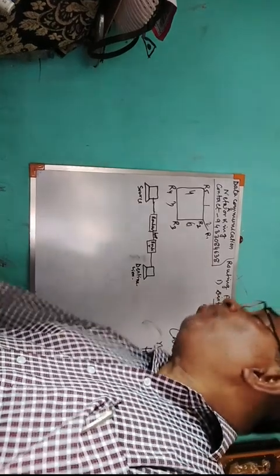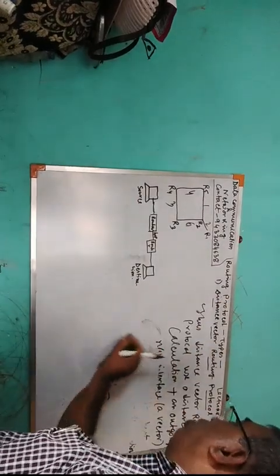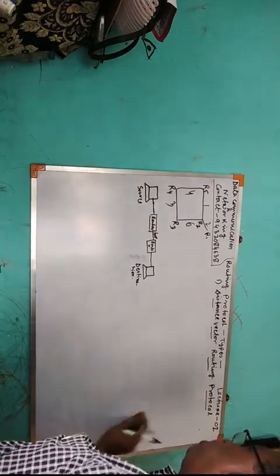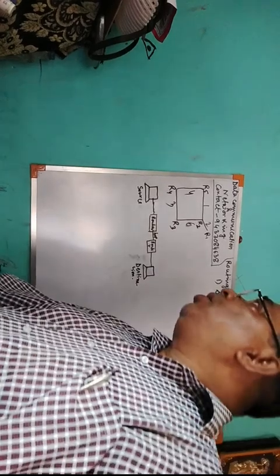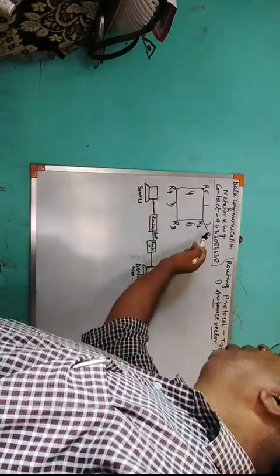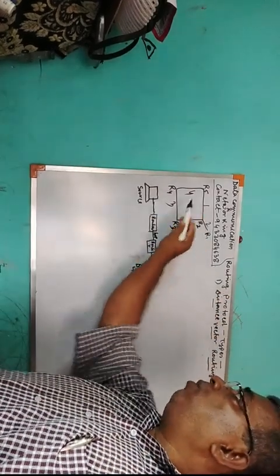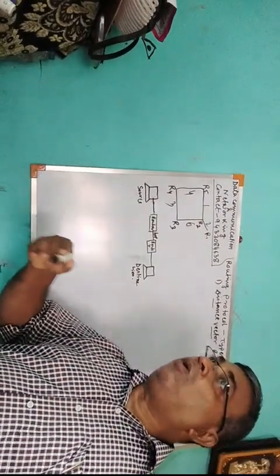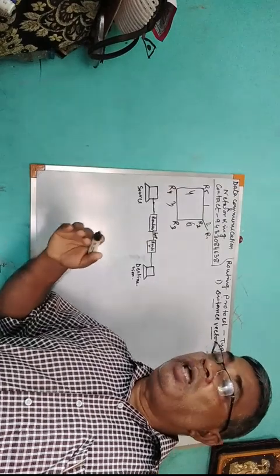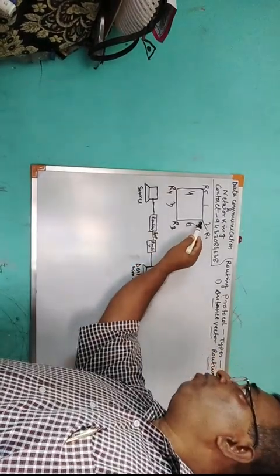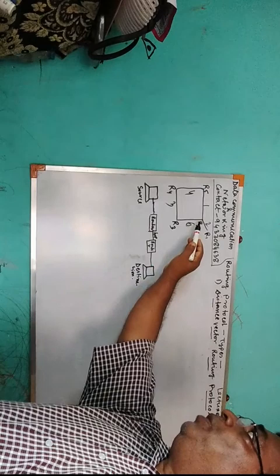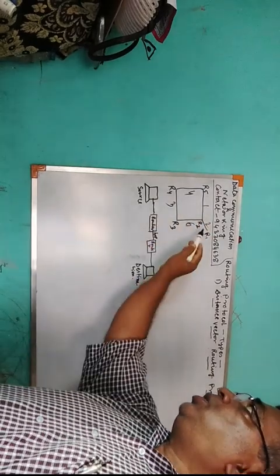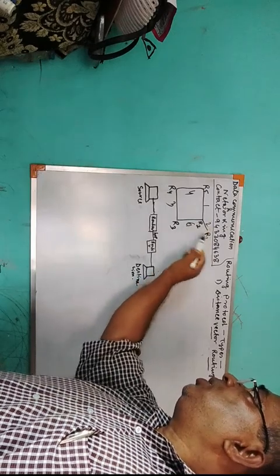Next point of distance vector routing protocol. Suppose these are the routers. I am just explaining, then I will write the points. Each router will forward the message, the information, to its neighbor. That means this router will forward the information to this router and this router, because this router is connected with this and this. These three are neighbors of this.